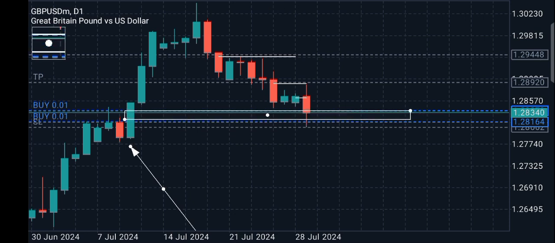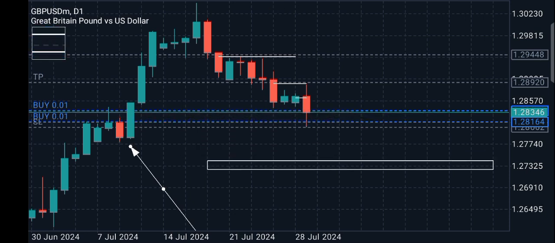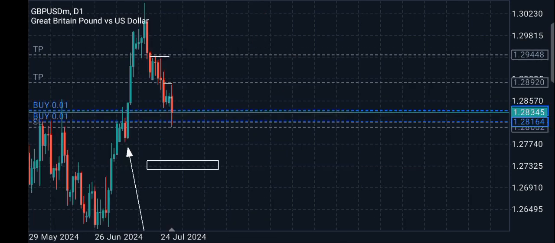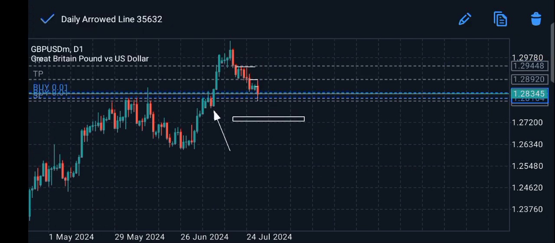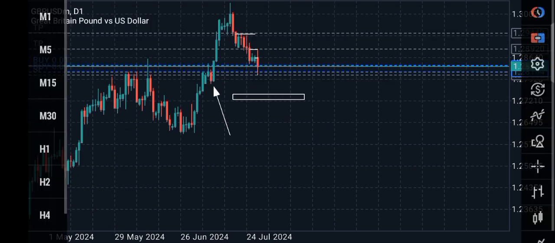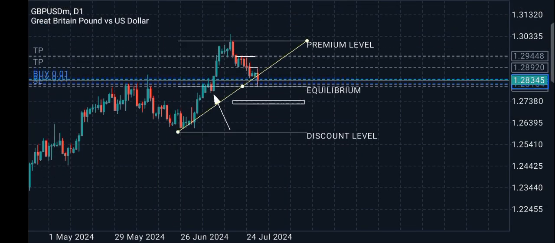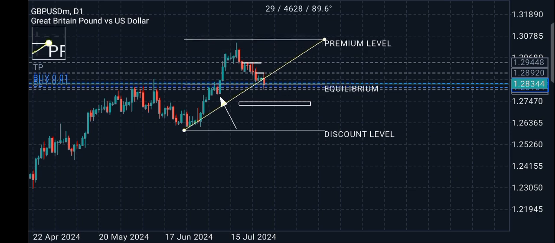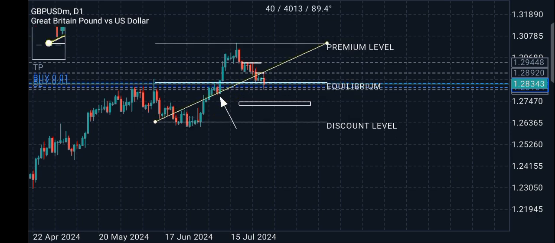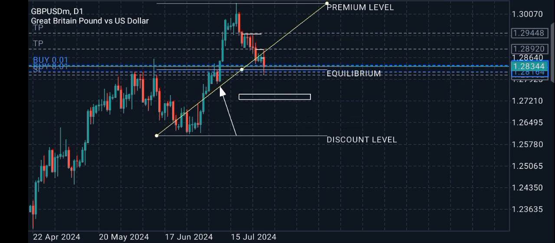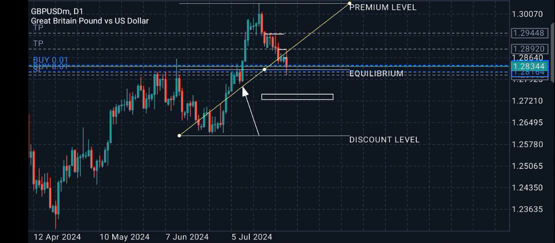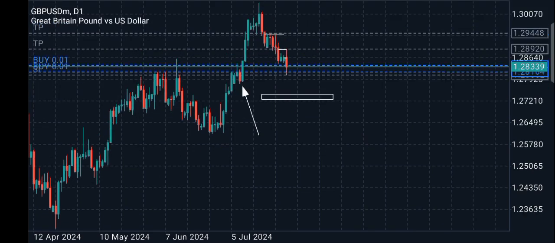When I saw this gap, I also used the fib level so that I would know whether I'm in the premium or the discount zone. At first I used this fib level here, and when I first saw the trade, I had to wait for price to come below the 50%, which is equilibrium, before I could take my trades. After that, I went down to the lower time frame.